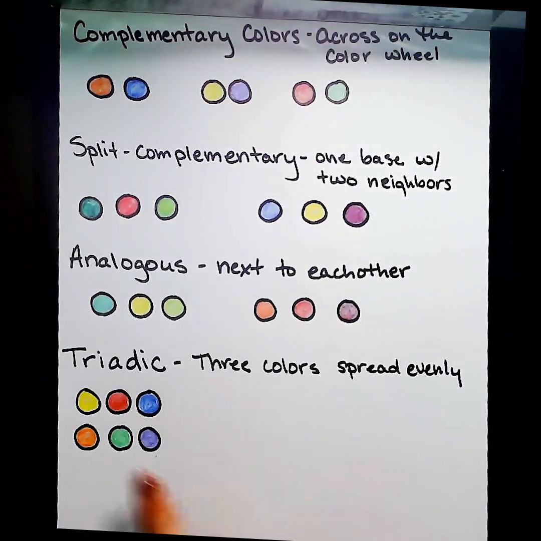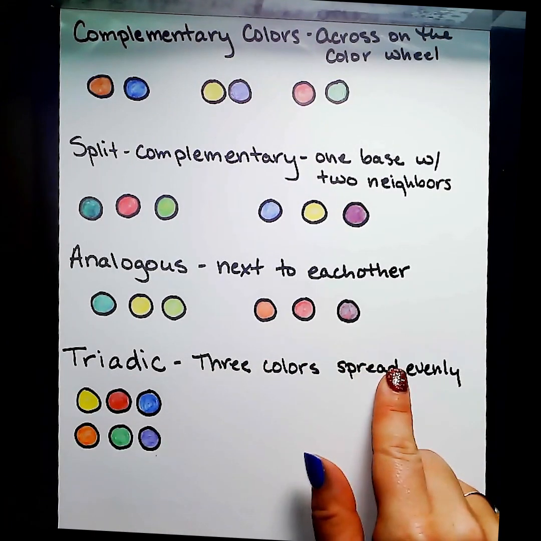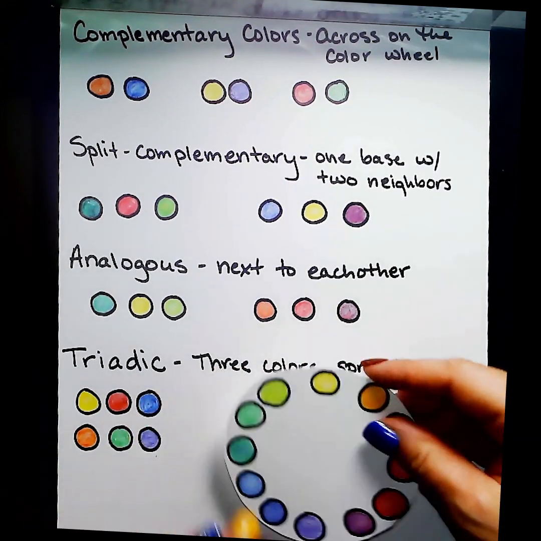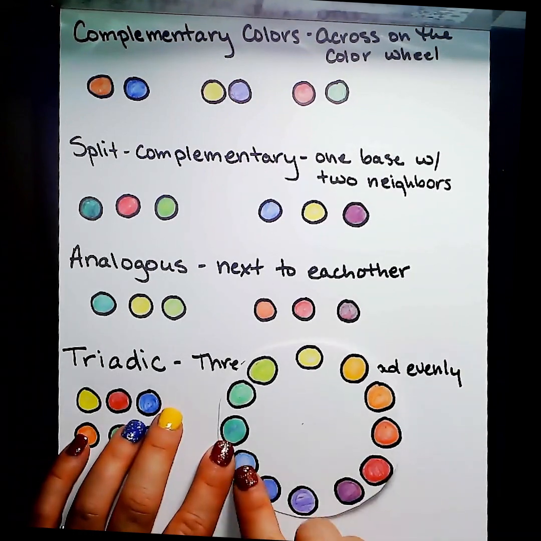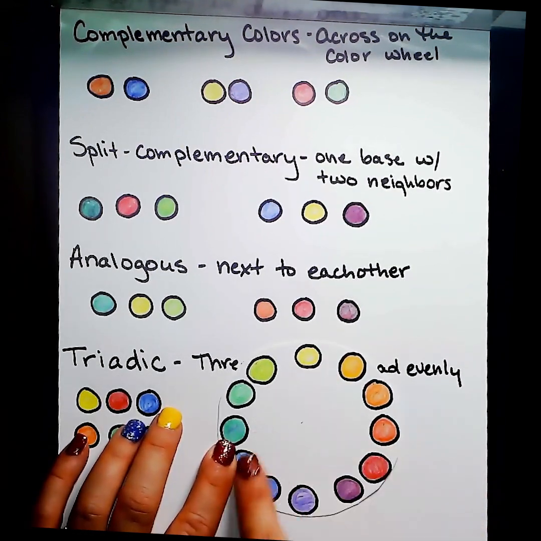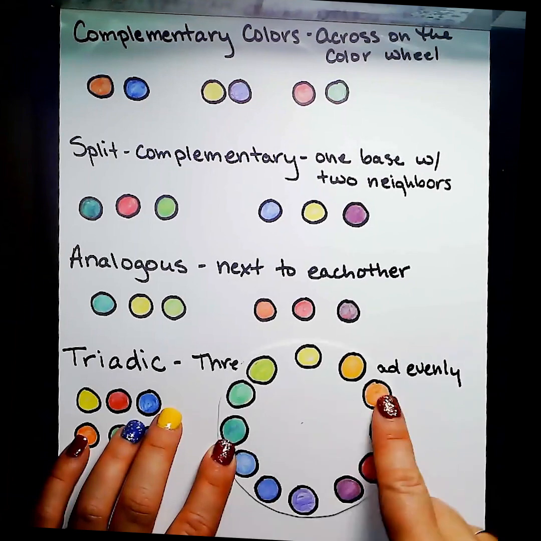So let's take a look at triadic colors. Triadic colors are 3 colors evenly spread out on the color wheel. So let's take our color wheel here. And we can see that yellow, red, and blue form a triangle. So those are triadic colors. They form a triangle on our color wheel.